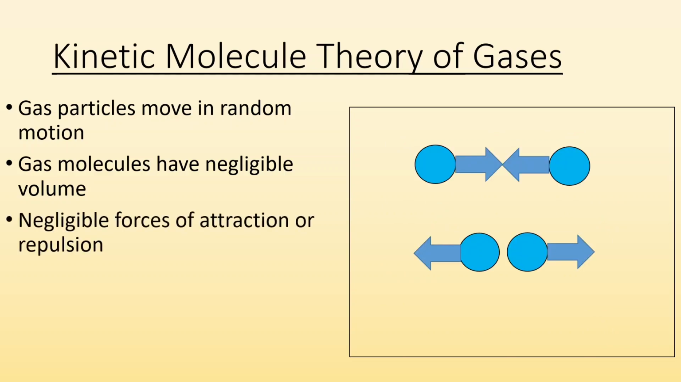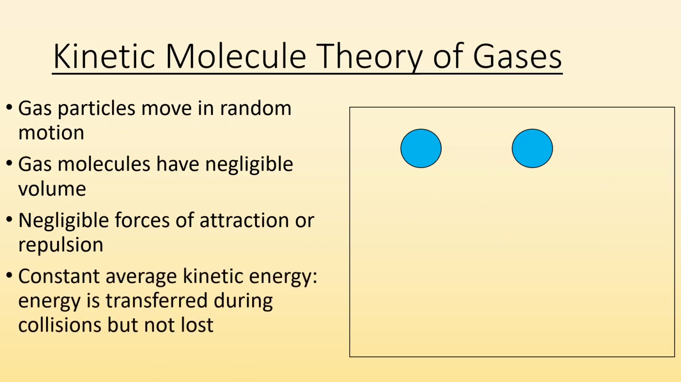They also have negligible forces of attraction or repulsion. So are they attracted to each other? Ideal gases? No. Are they repelled by each other? Ideal gases? No. We're saying there's no intermolecular forces there. Constant average kinetic energy means that energy is transferred during collisions but is not lost. So these particles have energy. They can transfer it, but you're never losing the energy. So you have this gas particle moving along, bumps into another one. It can transfer that energy, but there's never going to be a loss.